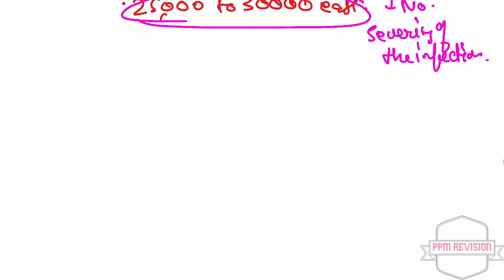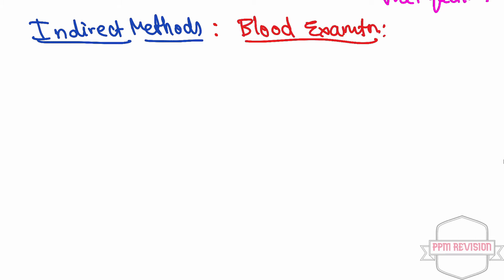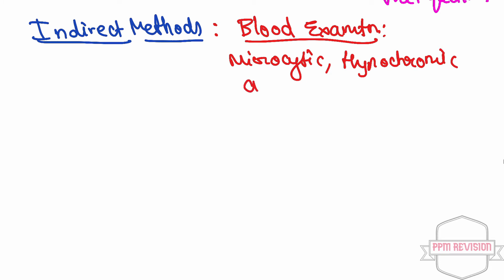Now, looking at some of the indirect methods, there is the blood examination. Under blood examination, it reveals microcytic hypochromic anemia as well as eosinophilia.